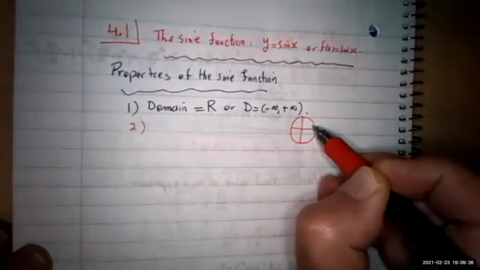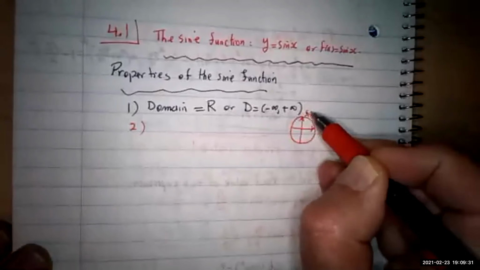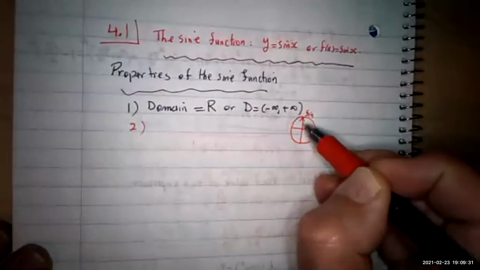So that is the sine function. Remember, for the sine, you go up and down. The radius of this circle is 1. So you can go up to the positive 1, and down to the negative 1, and it's the same up and down here. So you go up and down between negative 1 and positive 1.